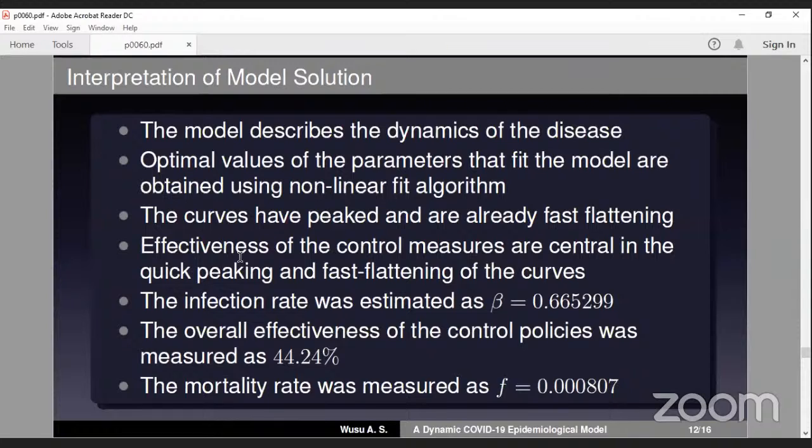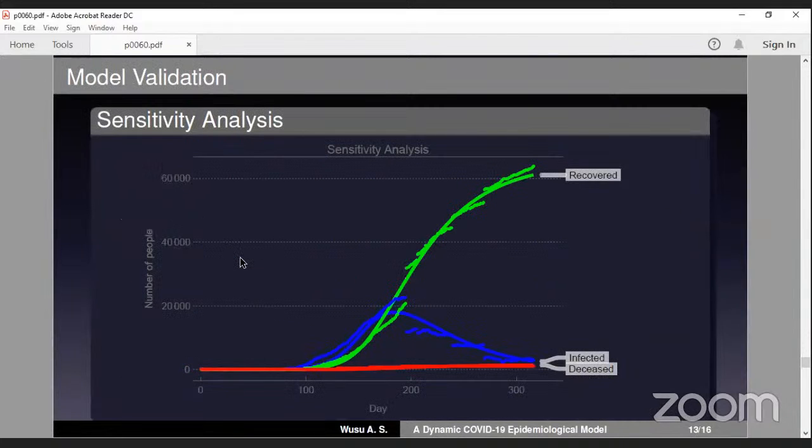Now, other interpretations of this, I beg your pardon, yes, we also observed that the mortality rate was estimated as F to be 0.000807. This means that out of every 10,000 persons, 8 persons will die of the disease, according to our model. Now, what's the importance of this? How do you now validate your model?